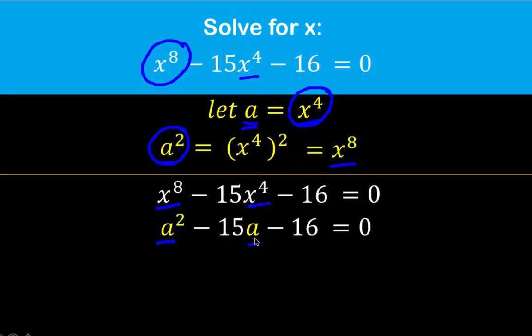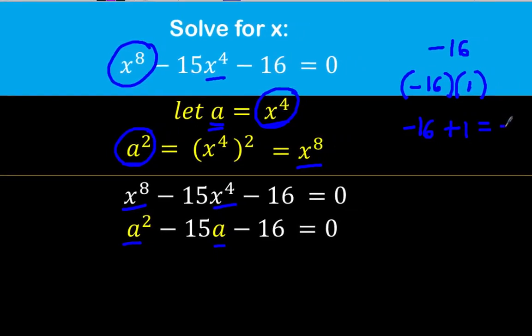Notice that a squared minus 15a minus 16 is a factorable trinomial. So how do we factor this? We take this negative 16 and we look for factors of negative 16 such that when we add, the result is negative 15. And those two factors are negative 16 and positive 1, because negative 16 times 1 is negative 16, and when you add negative 16 plus positive 1, the result is negative 15, which is the coefficient of our middle term.